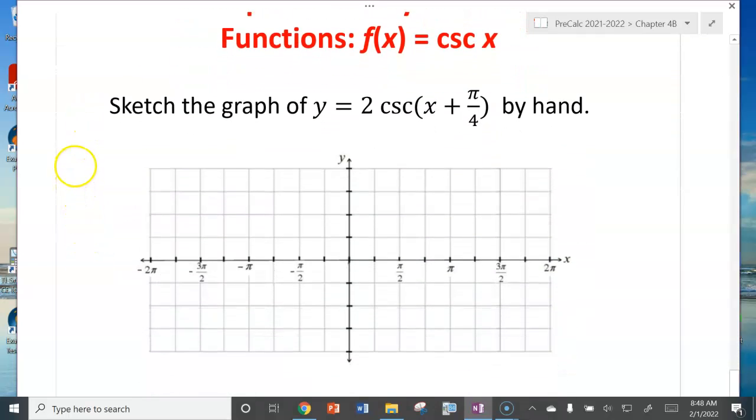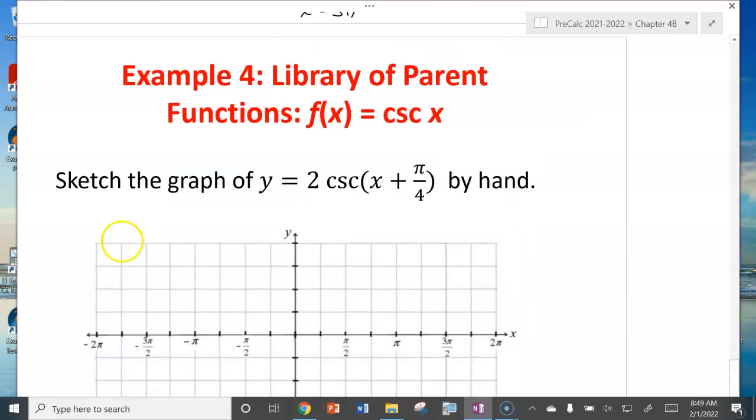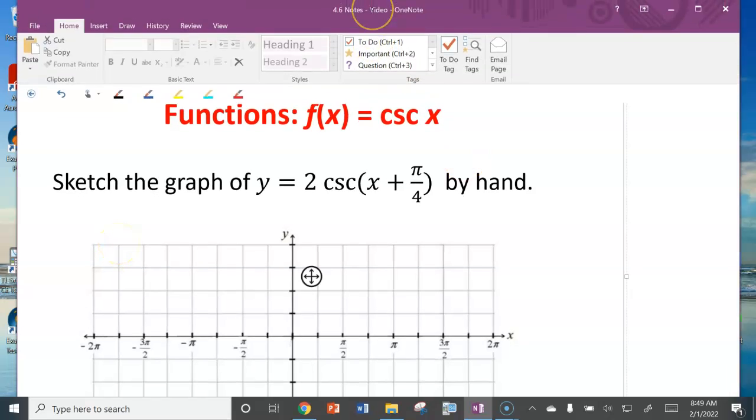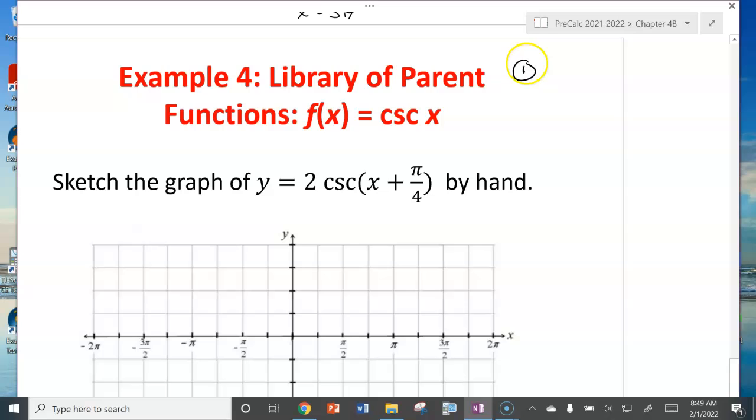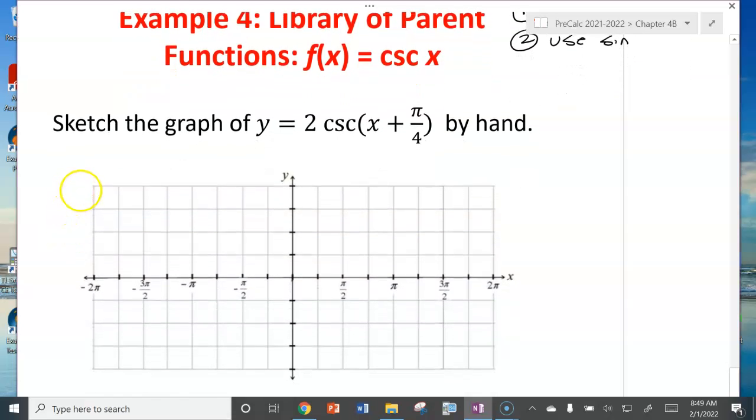All right, now the next thing we're going to do is the secant and the cosecant. Easiest way to do this, and this is super easy compared to what you're used to, is we're going to, number 1, determine the reciprocal function. So cosecant, the reciprocal function of that one is going to be sine. I'm going to use that reciprocal function, and I'm going to graph the reciprocal function.